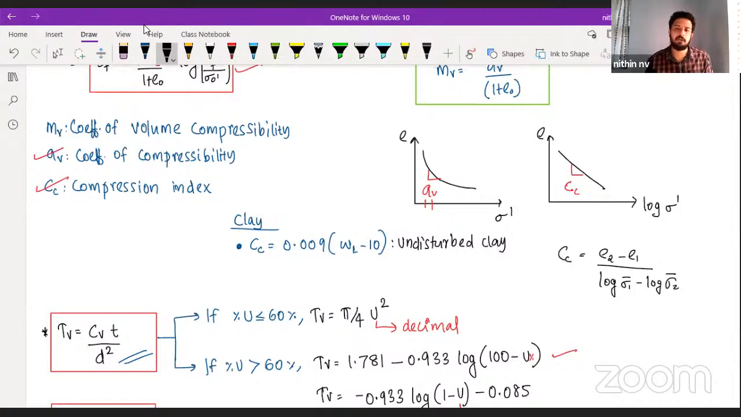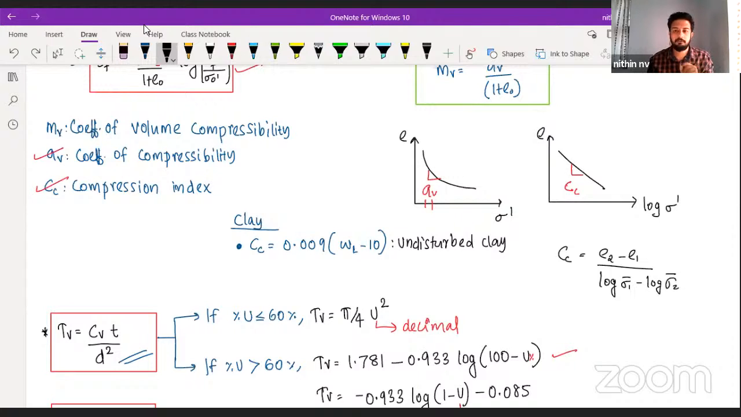If it is a sandy soil, they will give it in the question. Either they will directly give it or they will give some data related to this particular graph. We can calculate using this equation. What is the change between the CC equation and the av equation? First graph and second graph.